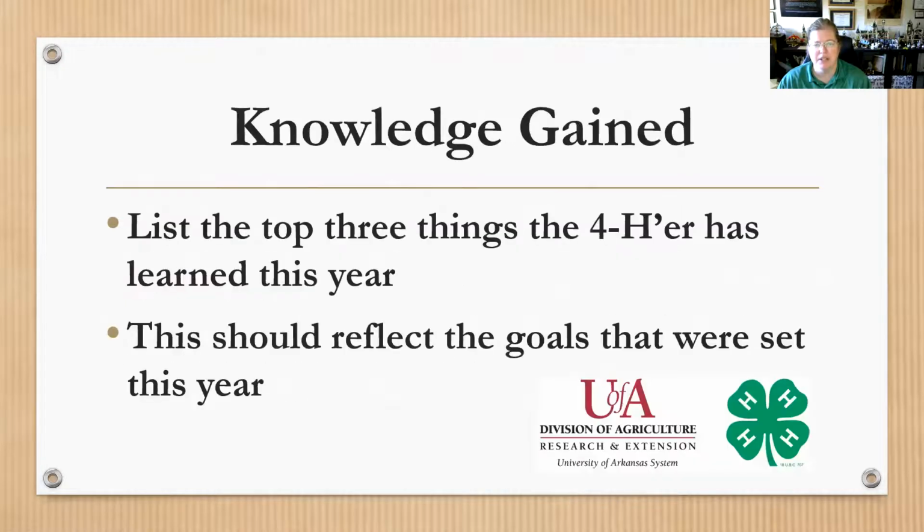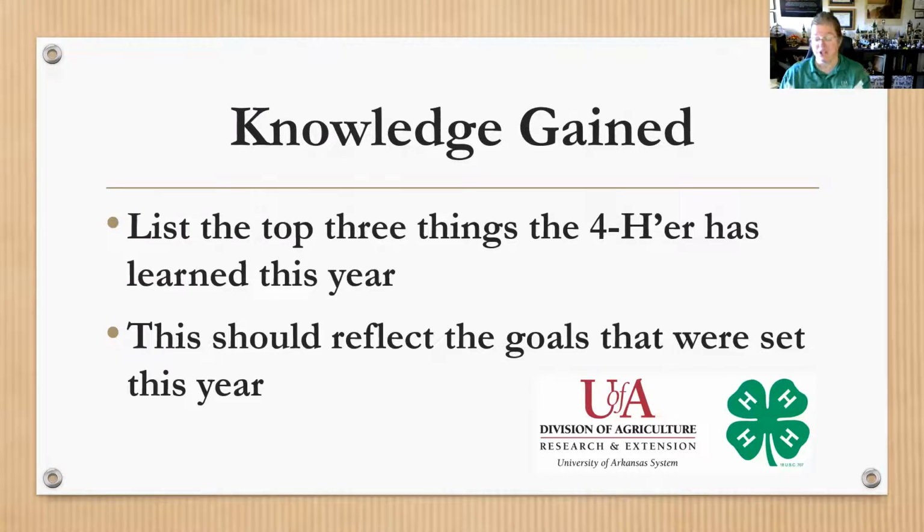Now we're going to look into the knowledge gained. For knowledge gained, we look for them to list the top 3 things that the 4-H'er has learned relevant to the project and the goals that they had established. Sometimes they're not specifically reiterating their goals, but they should relate to their main project.